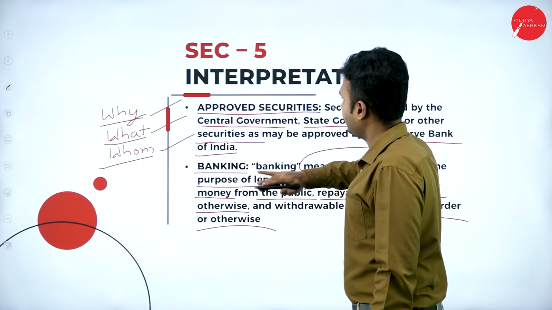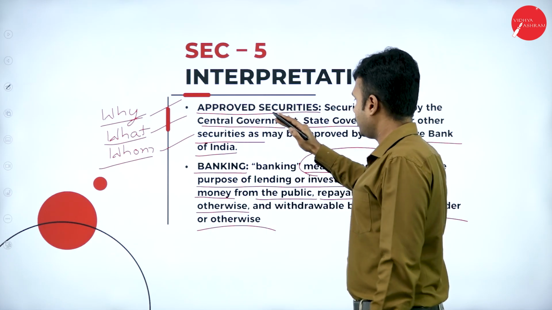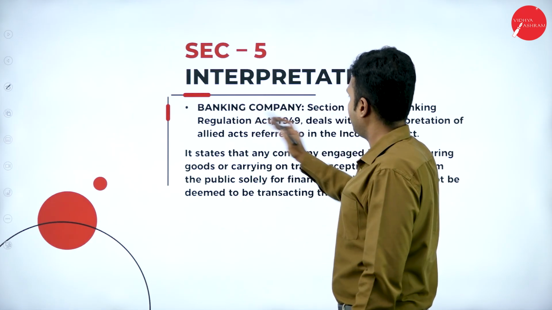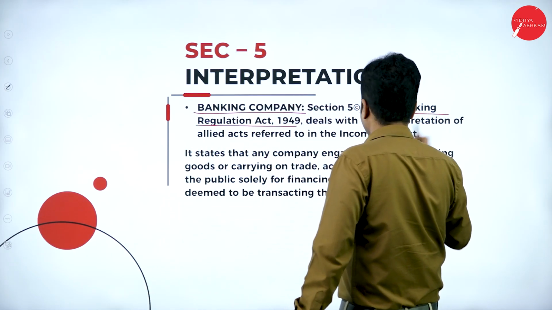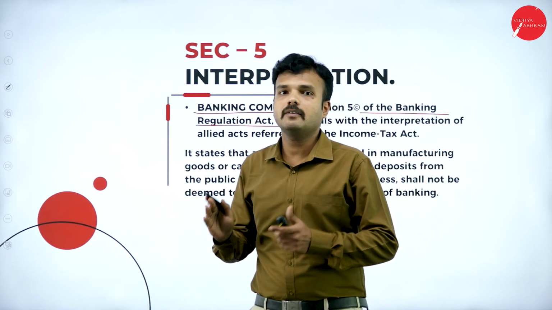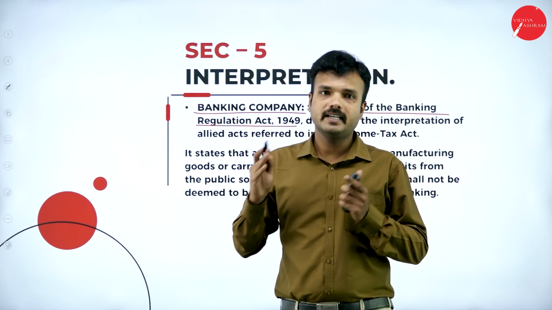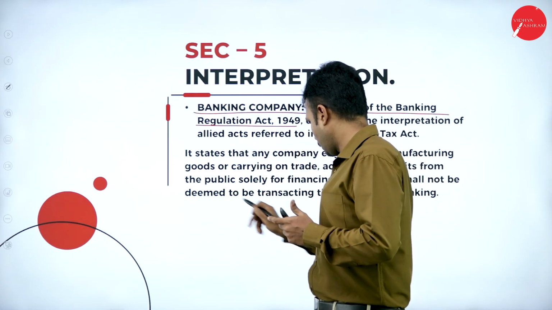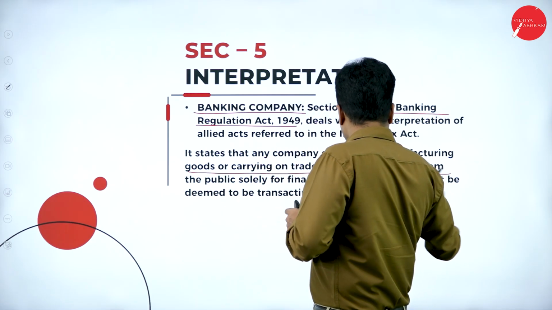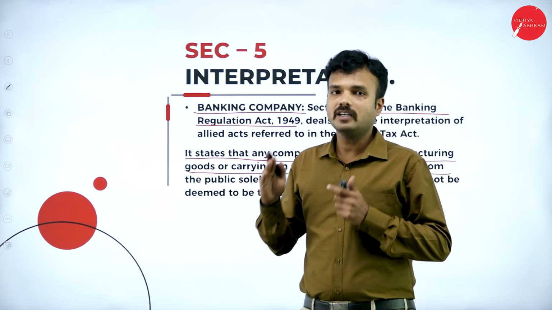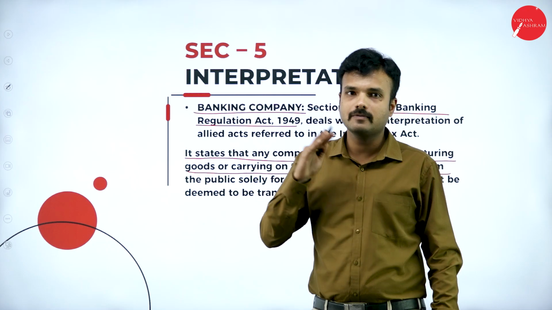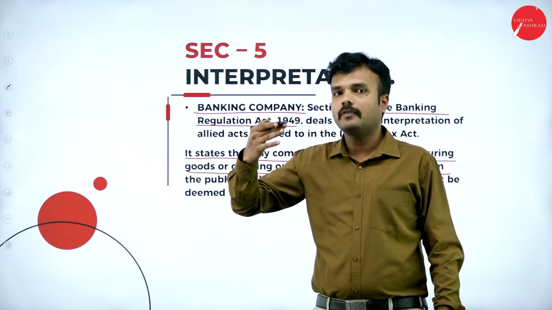Under Section 5, we need to learn three things: approved security, banking, and the third one is banking company. So according to the Banking Regulation Act 1949, a banking company is a company which goes with a banking business. It doesn't have a right or authority to be involved in any kind of trade activities. Means a banking company must not be involved in any kind of trade activities. Hence, it must follow only banking functions.